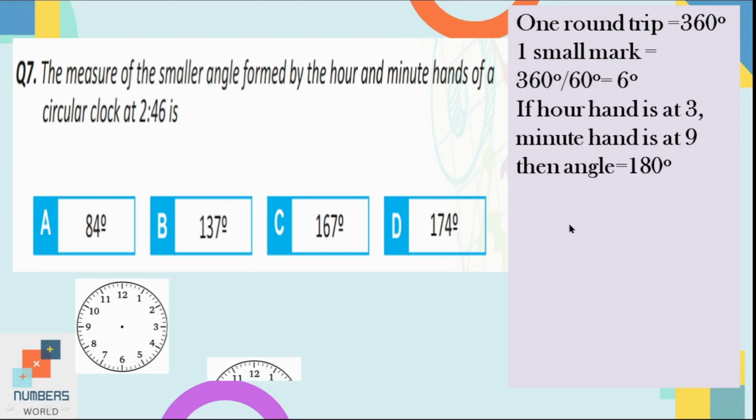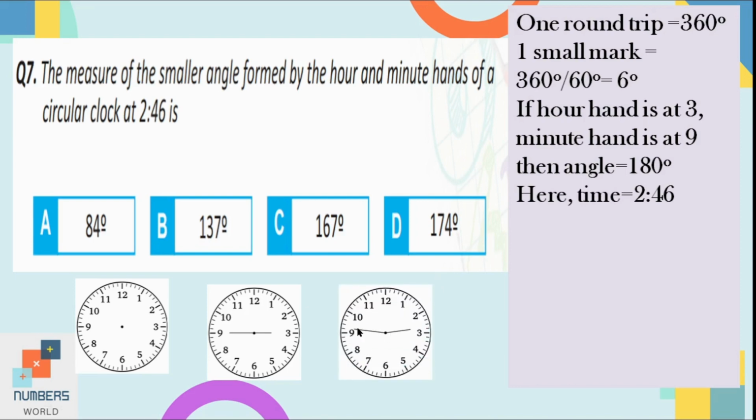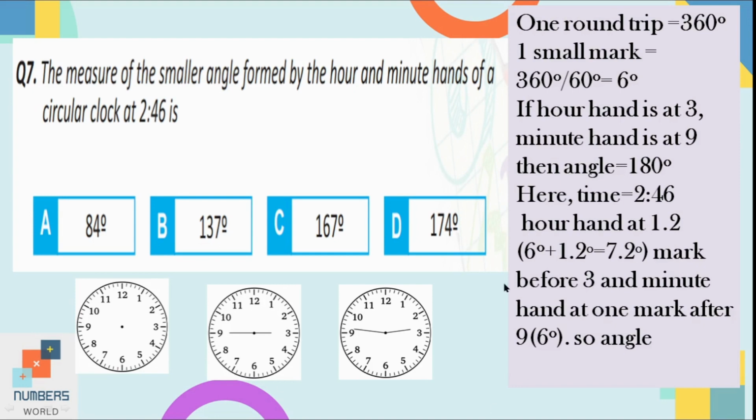If the hour hand is at 3 and the minute hand is at 9, the angle will be 180 degrees. But here the time is 2:46. So we can see the hour hand is almost a quarter before 3 o'clock. If we divide the markings between 2 and 3 into 4 parts, each section will be 1.2. So we can say the hour hand is 1.2 markings before 3. And if we convert it into degrees, one marking is 6 degrees and 1.2 times 6 is 7.2 degrees. So the hour hand is 1.2 markings before 3, but in degrees, it is 7.2 degrees before 3.